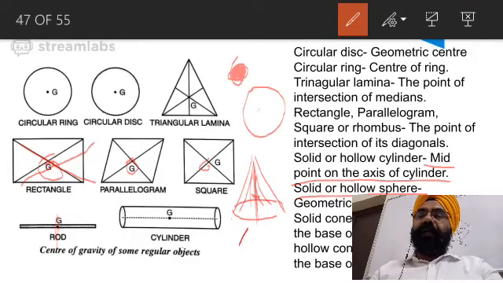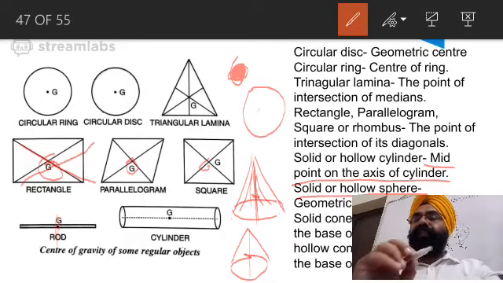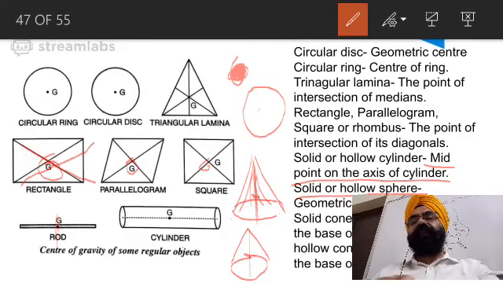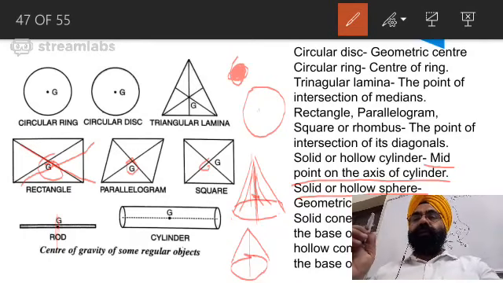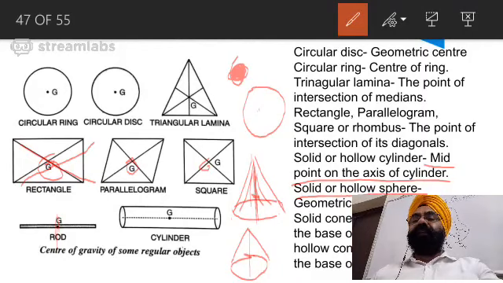On the other hand, if it was a hollow cone, then it would lie higher. Now I divide it into 3 parts, and a little higher. So it would lie at h by 3 from the base on its axis. Clear to everyone? If it's a solid cone, then it lies at h by 4, which means 1 by 4th of the height. On the other hand, if it is a hollow cone, then it will lie a little higher.